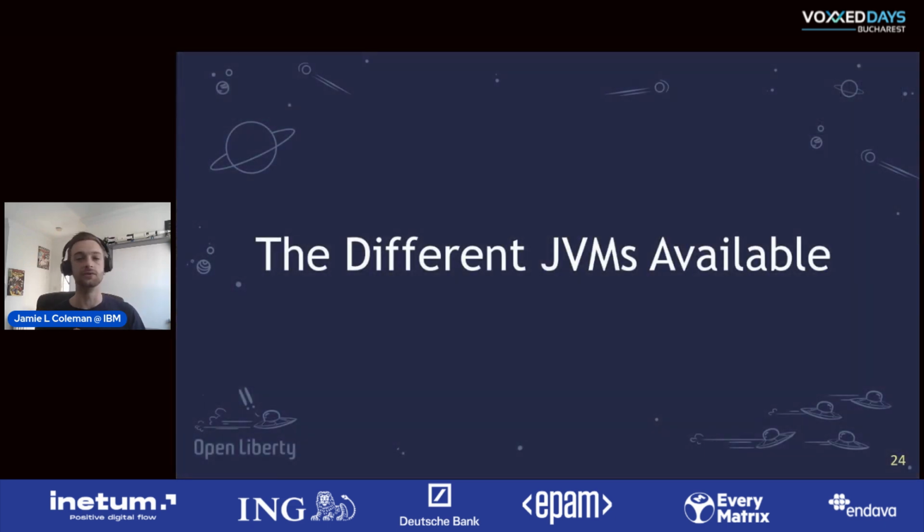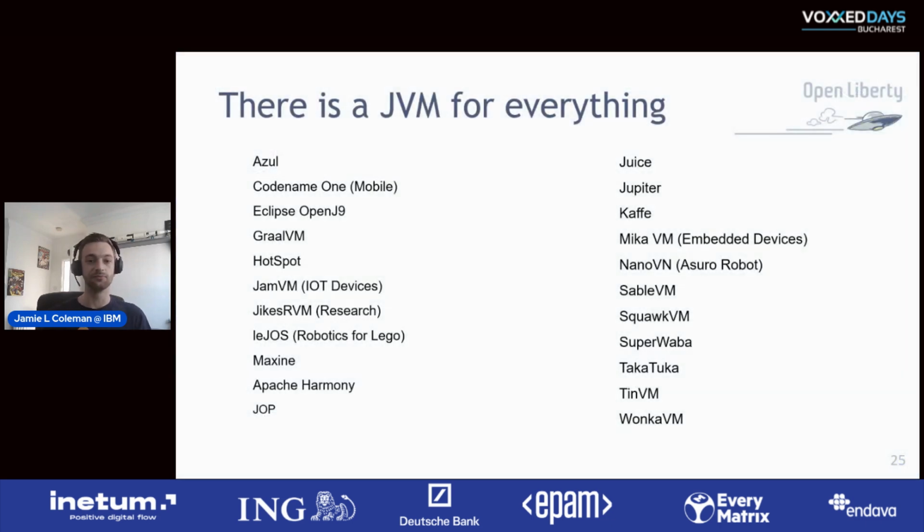So there are loads of different JVMs. It's one of the great things I love about Java and the JVM: there is pretty much a JVM to do anything. As you can see, there's one even called Wonka JVM and Squawk. There are JVMs for everything, whether it's running on Arduino or Raspberry Pis, so Internet of Things, all the way up to enterprise grade. There's also the Maxine JVM, which I'll talk about later, but that's what GraalVM is based on today.